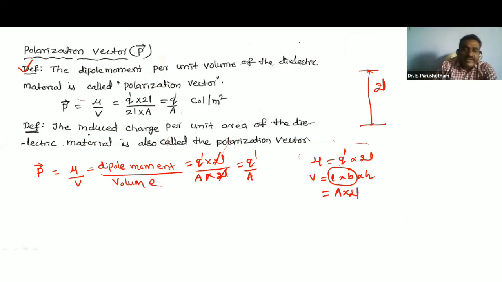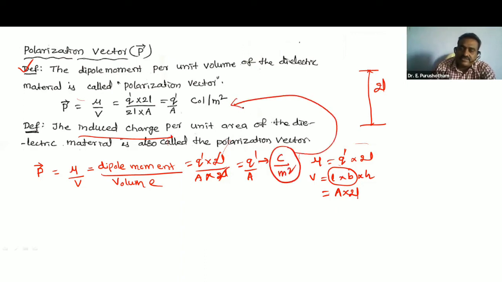What is Q dash? Induced electric charge. A is the area. So induced charge per unit area of the dielectric material is also called the polarization vector. So charge, unit coulomb, area, meter square. So the unit is coulomb per meter square.